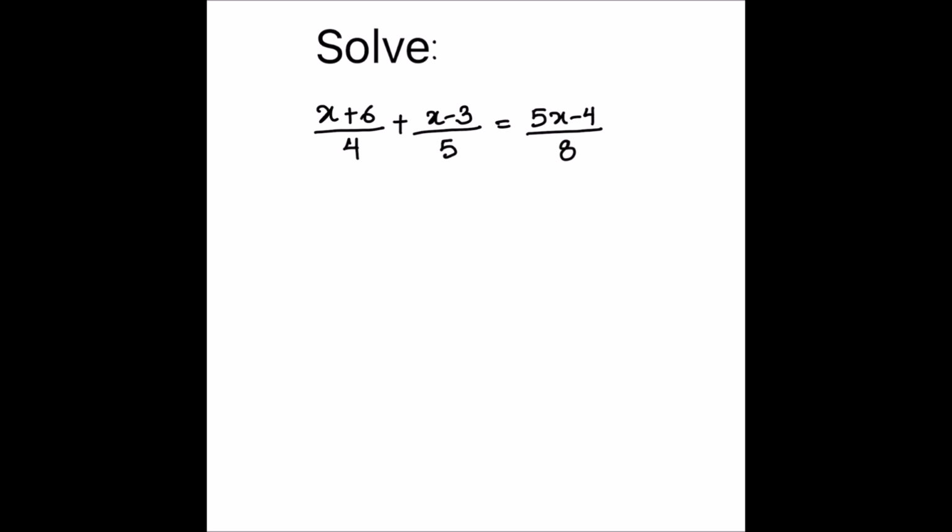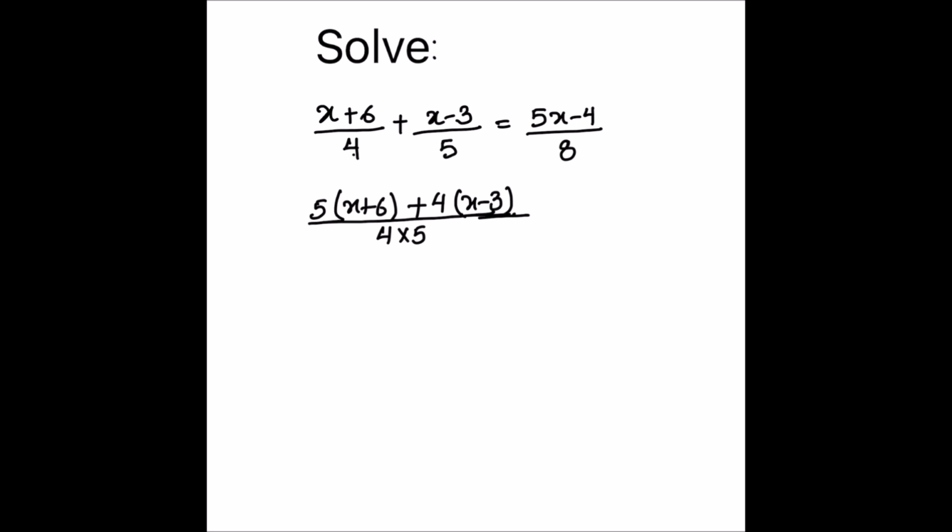So first we'll solve the left hand side, where we have the denominators 4 and 5, and we'll take the LCM of the denominators. The LCM of 4 and 5 will be 4 times 5, which is 20. The terms here will be 5 times (x + 6) and the other term will be 4 times (x − 3).